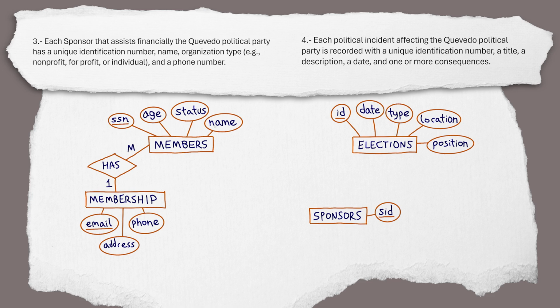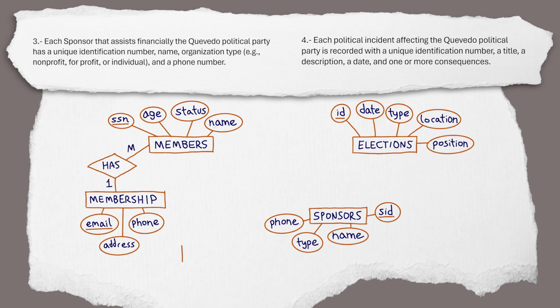And then we also had the name. So I'm going to do that. And then I'm also drawing the organization type. So what type of organization is the one that is sponsoring? So there is the next attribute. And the last one is the phone number of the sponsors. Okay, now number 4, we talk about incidents there.